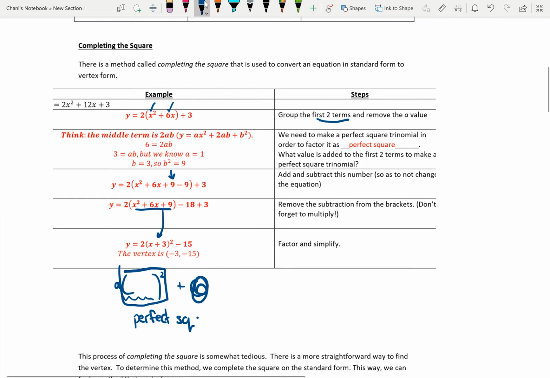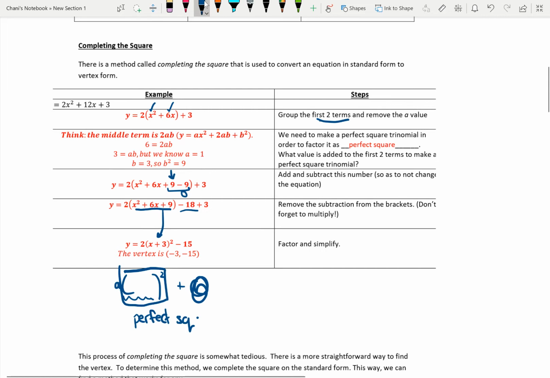So because we add 9, we subtract 9. This gives a net sum of 0, so you're not really changing anything. You're just changing the way the equation looks. Now you want just this perfect square trinomial in the brackets, so you have to remove this negative 9. To get it out of the bracket, you have to multiply it by 2 first. So that's where we got minus 18, because we took 2 times minus 9 and left it out.